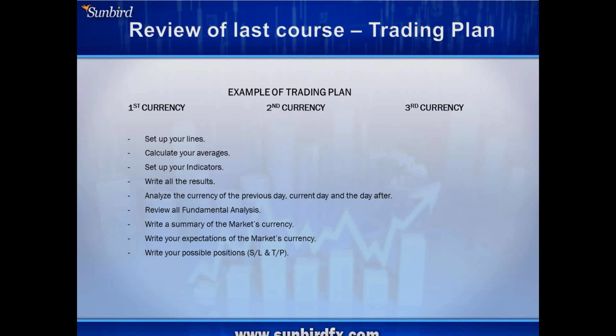You have a summary of the market's currency, and you write all possible positions. By the way, like I said in our previous course, you have a target of how many trades per day you're going to open. All right, write your possible positions. Let's say on the first currency you choose 3, second currency you choose 4, and on the third currency you choose 3. So just write all possible positions and then you choose where to put them.